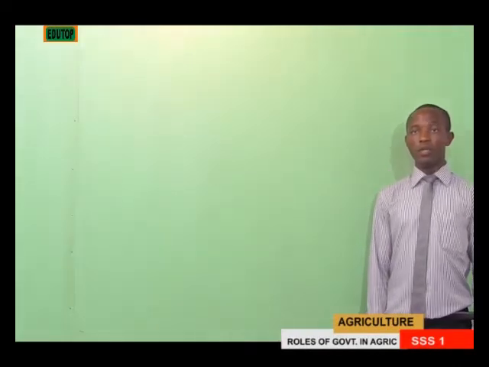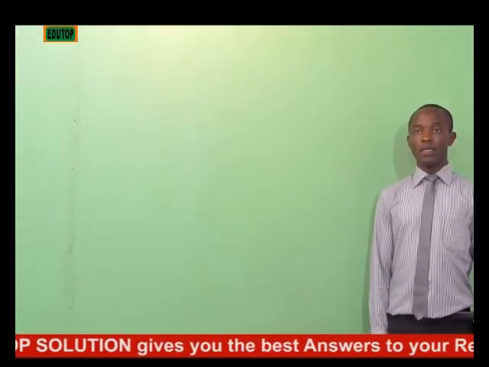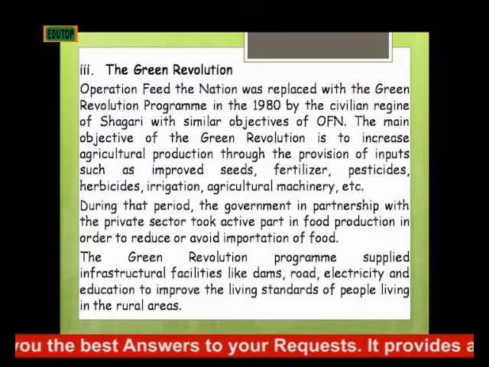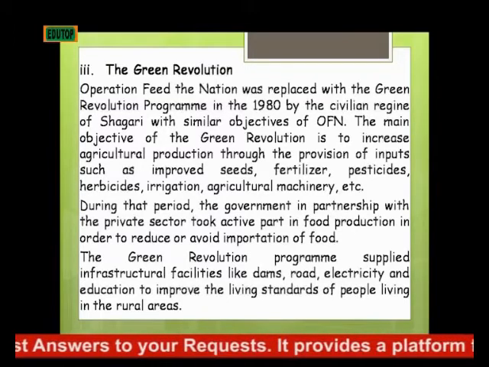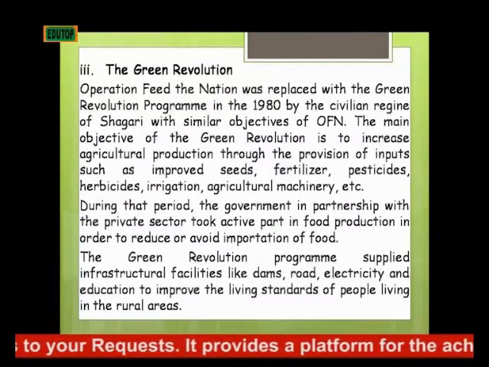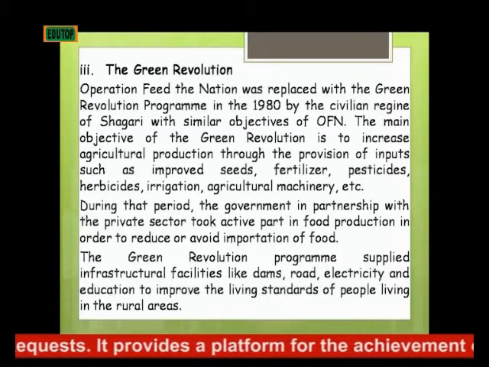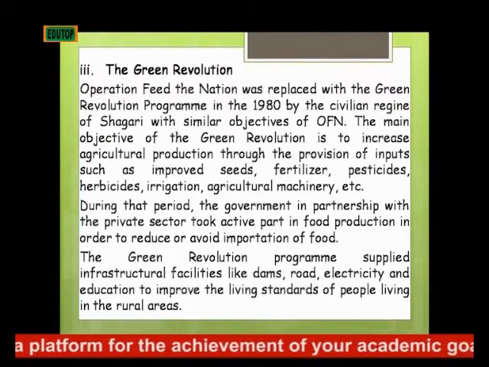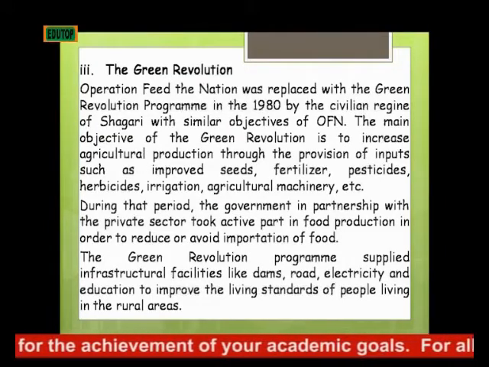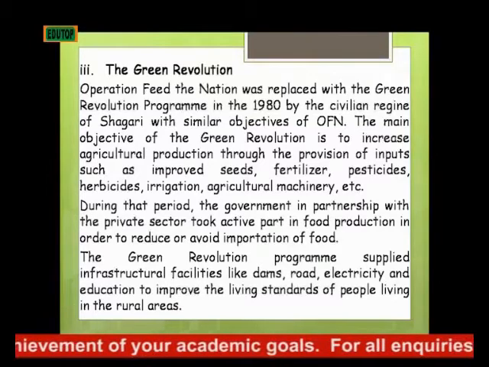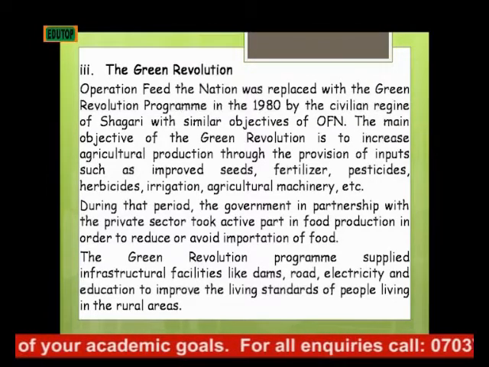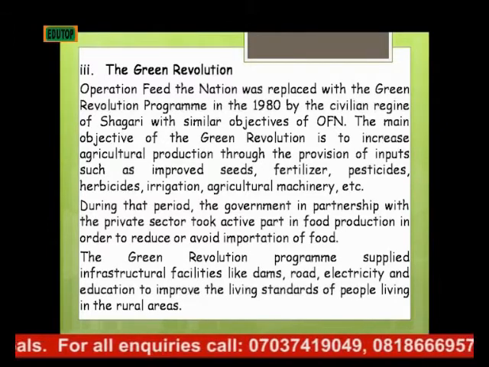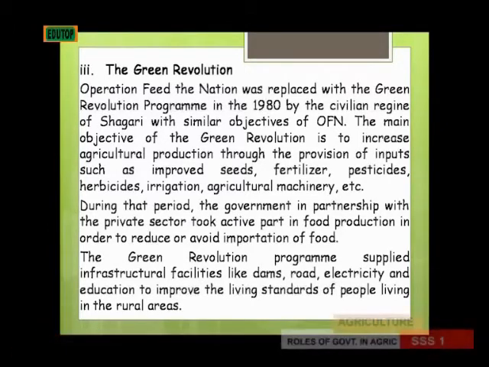Now, the third program that was created was the Green Revolution. Operation Feed the Nation was replaced with the Green Revolution program in the 1980s by the civilian regime of Shagari, with similar objectives to Operation Feed the Nation. The main objective of the Green Revolution is to increase agricultural production through the provision of inputs such as improved seed, fertilizer, pesticide, herbicide, irrigation, and agricultural machinery.